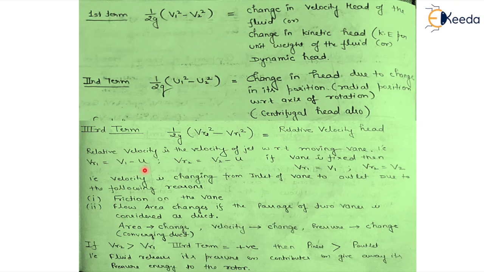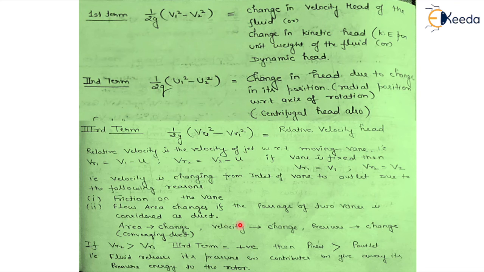Now V1 and V2, that means from the inlet up to the outlet, the velocity is changing. Now why is this velocity changing? It is changing due to the friction on the vane, and because the flow area of the vane is changing. That's why the velocity will change from V1 to V2. What is the meaning of this term? You see here, as the area changes, the velocity will change.